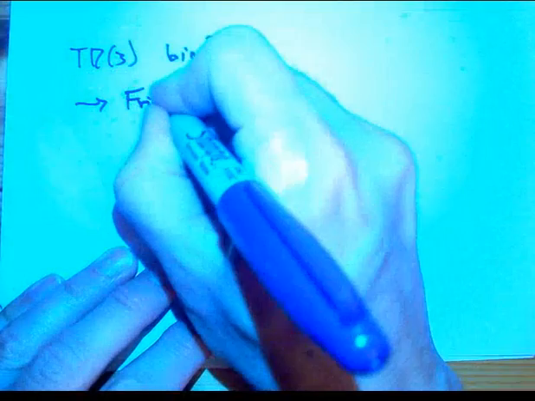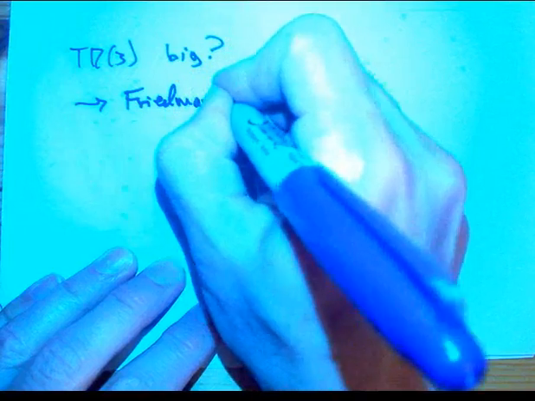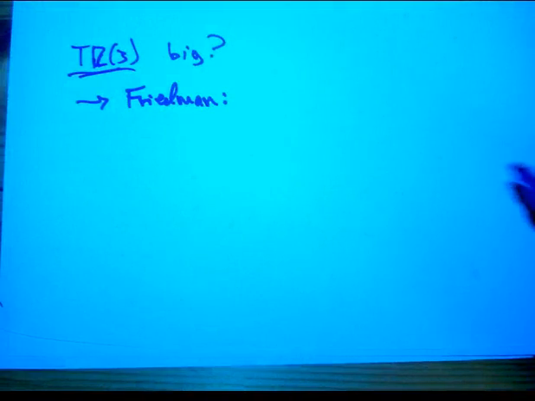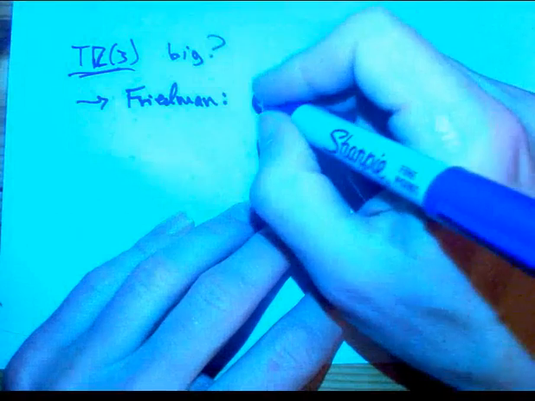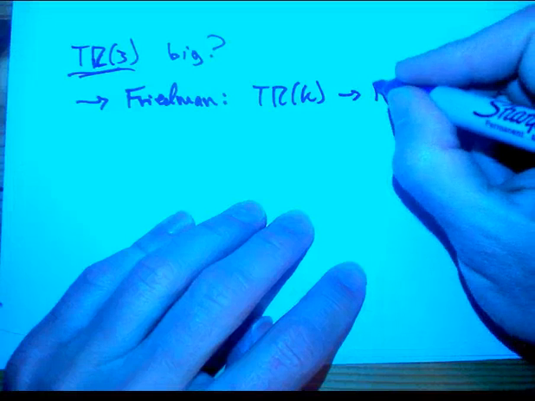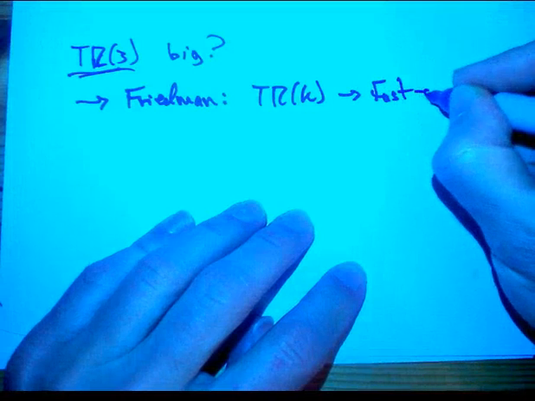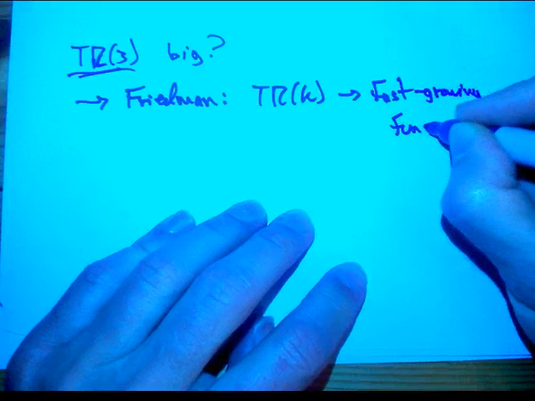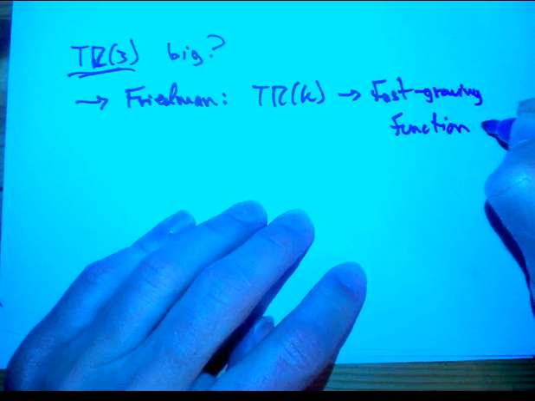And then where the hard work comes in is Friedman, and he doesn't say much, at least in the article that I was looking at, specifically about exactly TR of 3 and how big that is. But if we look at the function TR of k, the claim is that it is a fast-growing function. And boy, is it a fast-growing function.